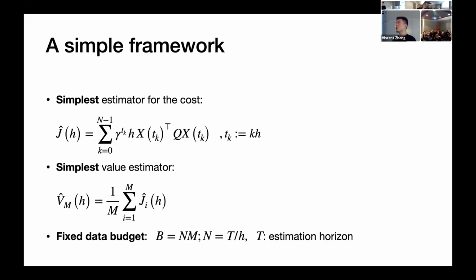But in LQR, the linear quadratic regulator, for example, people are often concerned with the infinite horizon value estimation, in that you would run the system forever. N would be infinite as well. And it will be finite, controlled by the data budget. So given a finite data budget, you can only have finite n.